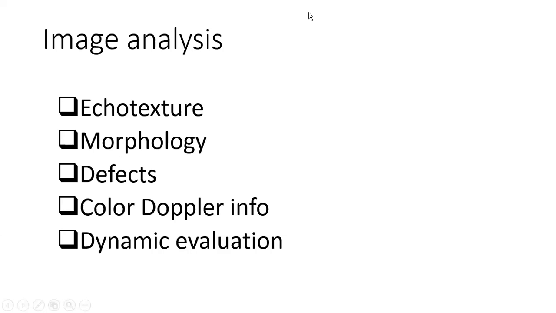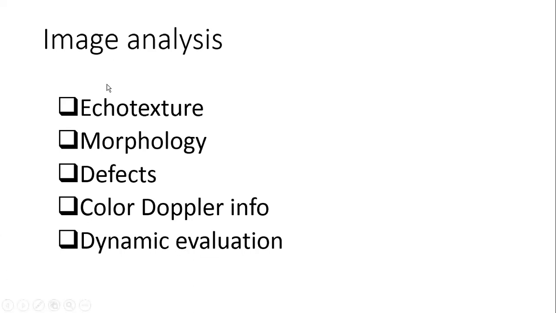Always use color Doppler, so you get the color Doppler information if there is any new angiogenesis or not. Then also remember to do dynamic evaluation. So you always have to see structures dynamically, how they are functioning. Like in your physical examination, you're not only looking at the patient and using your palpation, you also move them. You use active and passive movements in your physical examination. So ultrasound is an extension of physical examination. So don't forget to use dynamic evaluation with active or passive movements.